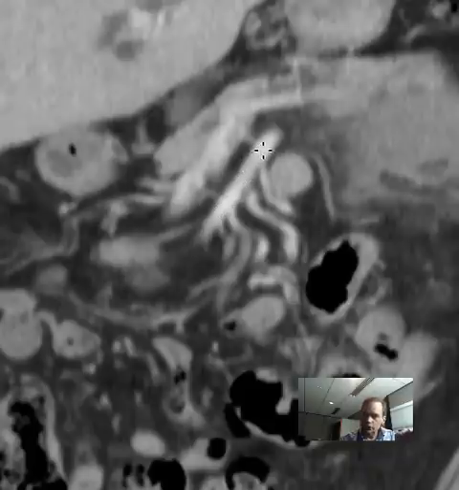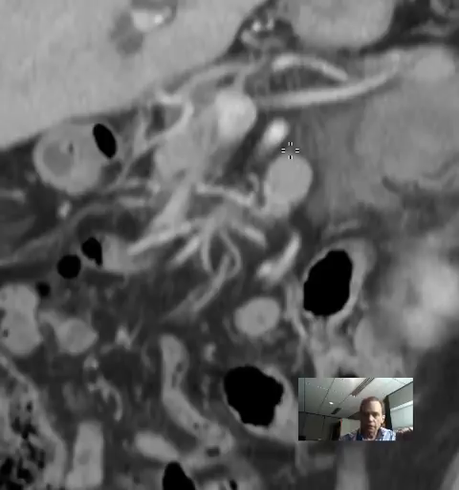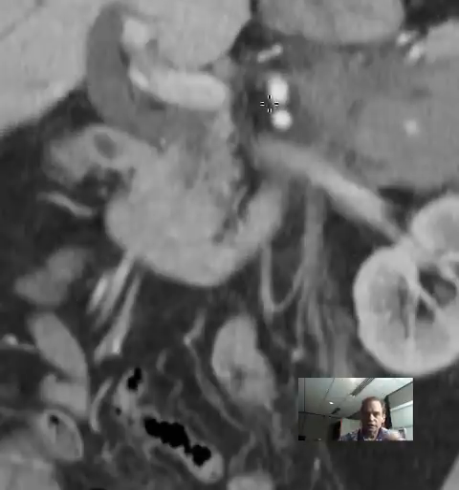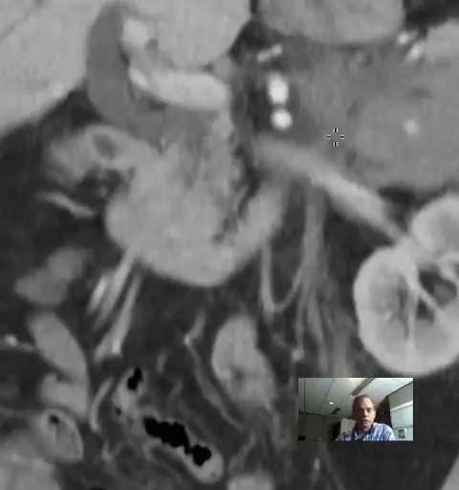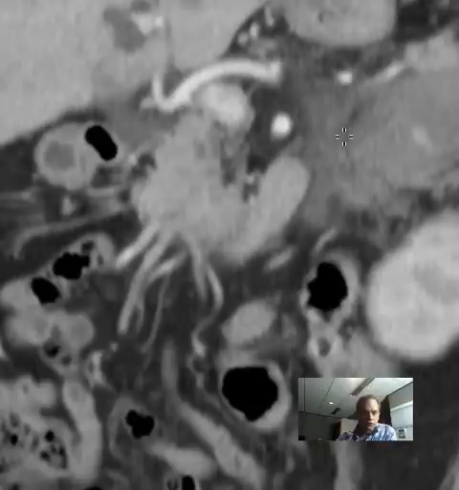Now, if you don't believe that's a superior mesenteric artery, you follow it backward toward the aorta, and you see it is the second branch off the abdominal aorta. Here's the celiac artery, here is the superior mesenteric artery. So again, moving forward, you follow the superior mesenteric artery. You notice that there's a hepatic artery going over here. Here's the SMA, superior mesenteric artery.